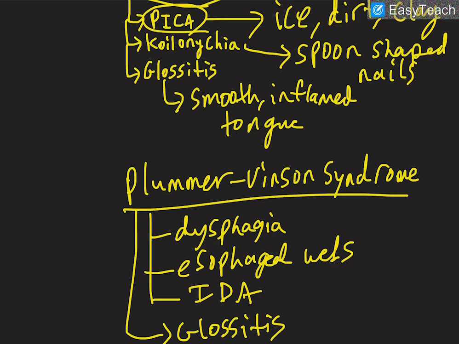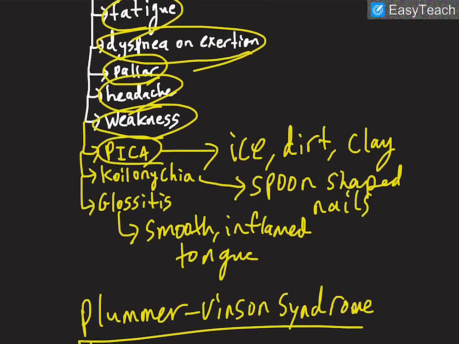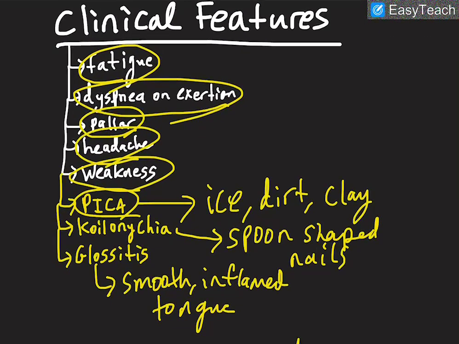If the patient has trouble swallowing, if they're also iron deficient and have low hemoglobin, an MCV of less than 80, and they have a smooth and inflamed tongue, think about Plummer-Vinson syndrome. But also keep fatigue, pallor, weakness, headache, dyspnea on exertion, pica and koilonychia in mind too when talking about iron deficiency anemia.